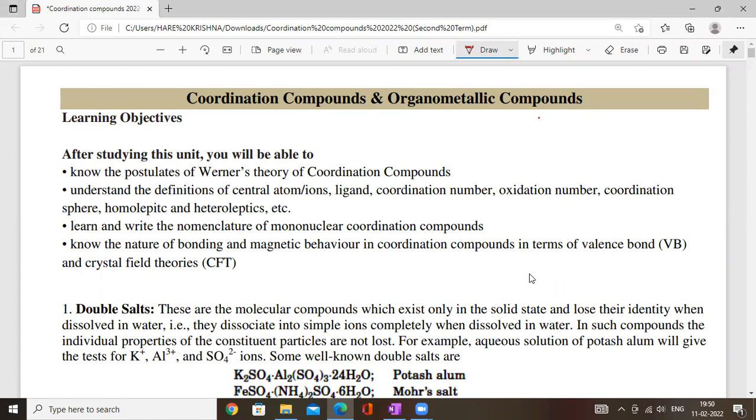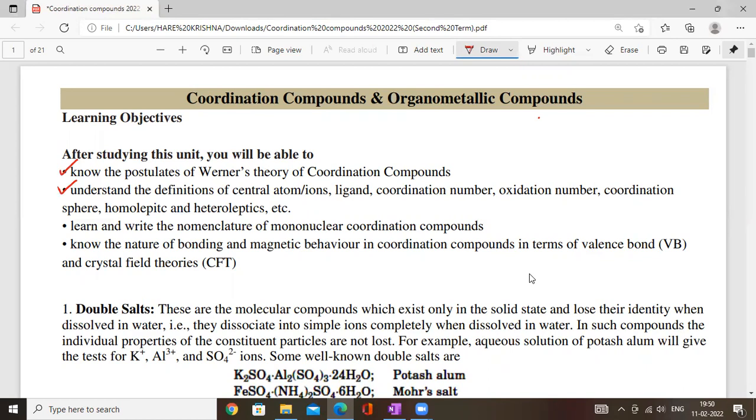After studying this chapter, you should be able to give the postulates of Werner theory, number one. Number two, you should understand a few definitions and be able to define coordination compounds, including the central atom, the ion, the ligand, the coordination number, oxidation number, and of course what is a coordination entity, what is a coordination sphere, and what kinds of complexes are homoleptic and heteroleptic complexes.